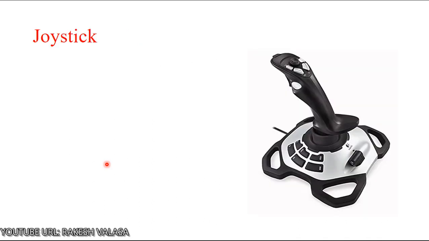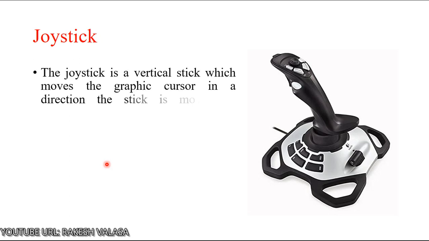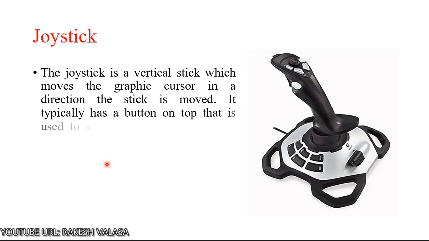The next one is the joystick. The joystick is a vertical stick which moves the graphics cursor in the direction the stick is moved. It typically has a button on the top that is used to select the option pointed to by the user. The joystick works by pushing its stick backward or forward or to the left or right. The extreme positions of these directions correspond to the four corners of the screen.